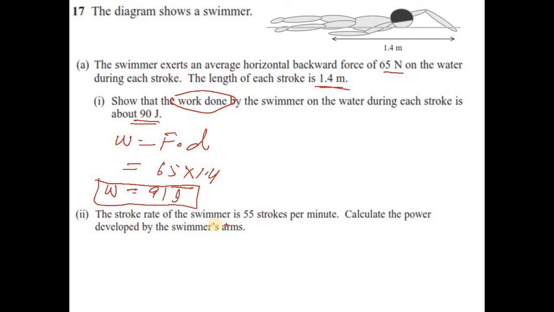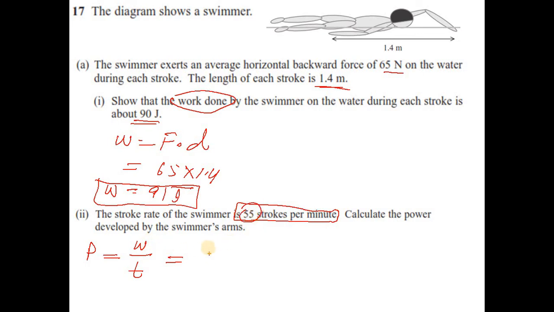The stroke rate of the swimmer is 55 strokes per minute. Calculate the power developed by the swimmer's arm. Power is energy per unit time, or work done per unit time. So the work done that the swimmer is doing is not just for one stroke. It will be for 55 strokes.